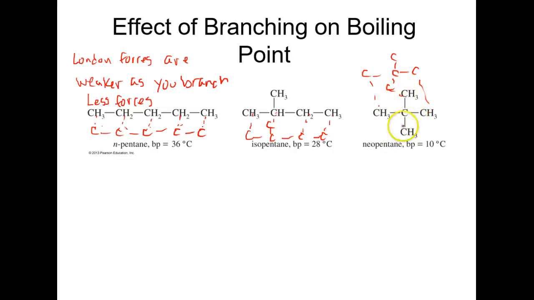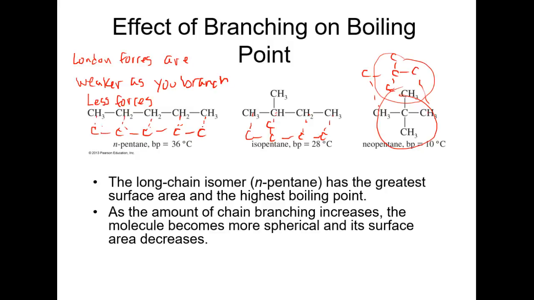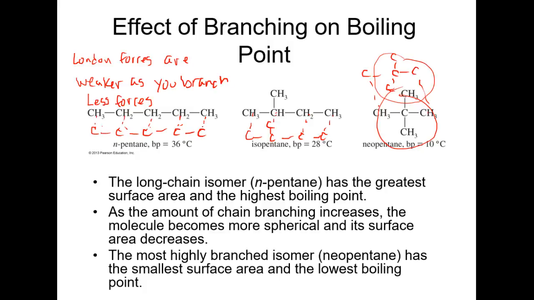So it's more like a ball. Imagine these as balls that are interacting. It's not like these straight sheets. That's a great way to explain why you have fewer interactions, so your boiling points and melting points are lower. Long chain isomers have the greatest surface area, which is exactly what I was saying here, so the boiling points are higher. As your branching increases, you get less surface area, it becomes more of a sphere. The most highly branched, neopentane, has the smallest surface area, therefore it has the lowest boiling point. So by looking at molecules, you can determine if the boiling point is going to be lower or higher.